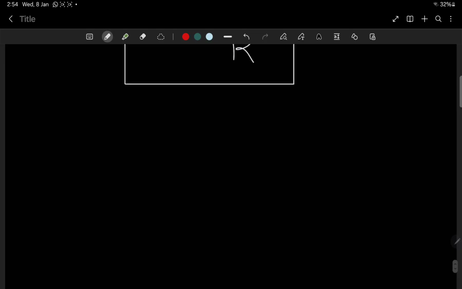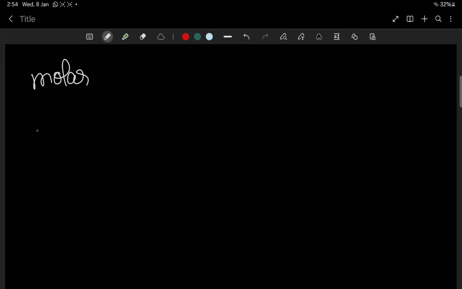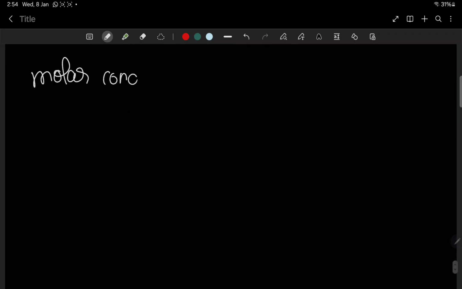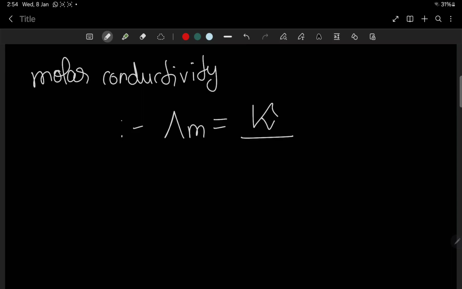But usually in chemistry we like everything related to molar, like molar specific heat capacity, molar mass, molar this. So here also we don't need normal conductivity, we need molar conductivity. It's very simple. How to find molar conductivity? Molar conductivity, we write it like this, just divide the measured conductivity by the concentration.